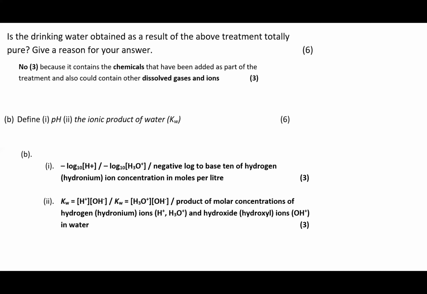And then Kw is equal to the concentration of H+ by the concentration of OH-, or again, you can change H+ to H3O+, or you can write it out there as you see, product of molar concentration of hydrogen or hydronium ions, or you give the formula and hydroxide or hydroxyl or OH minus in water. Okay, so that's 3 marks. That should be OH minus, not OH plus.